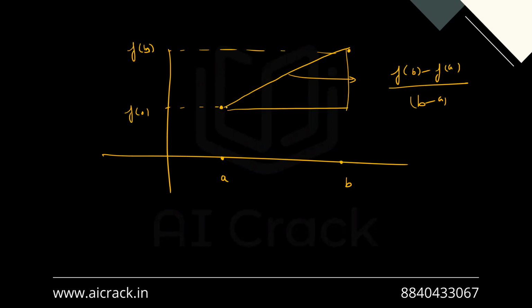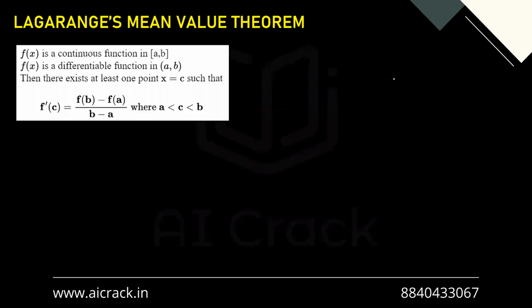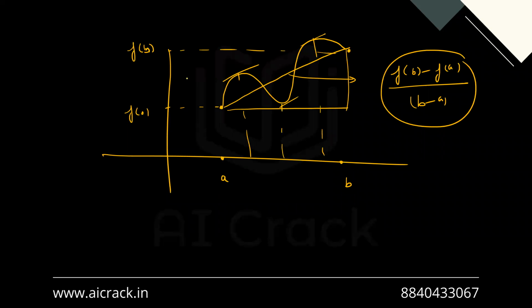Now again we can get a curvy curve like this one. So we will have 3 points in this particular range that will have the same slope. So there exists at least one point. So this was all about LMVT and Rolle's theorem.